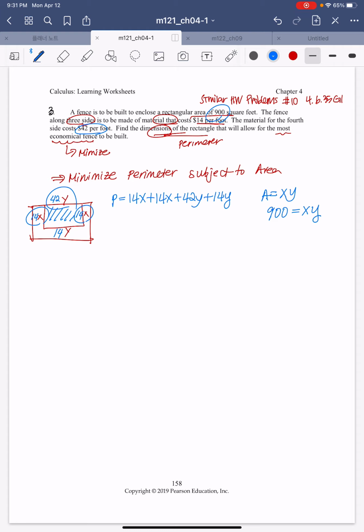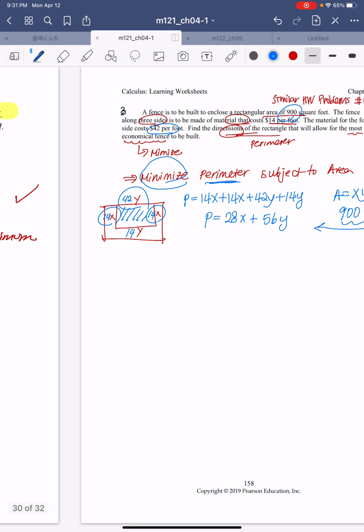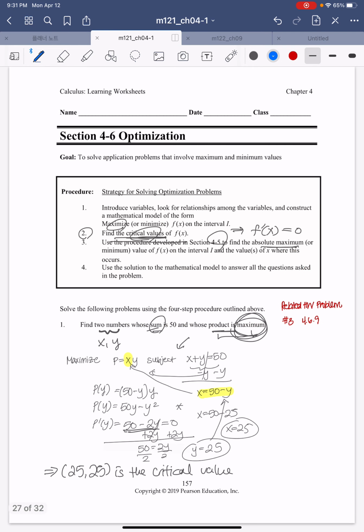All right, let's keep going and take a look. So perimeter is equal to, I end up having 28x plus 42 plus 14 will give me 56y. So since we are minimizing perimeter, I take this one and then solve for x or y, up to you, and then plug it in. Now I want to solve for x because eventually in our definition, we are looking for the x value. Okay, so we'll stick with solving for x.